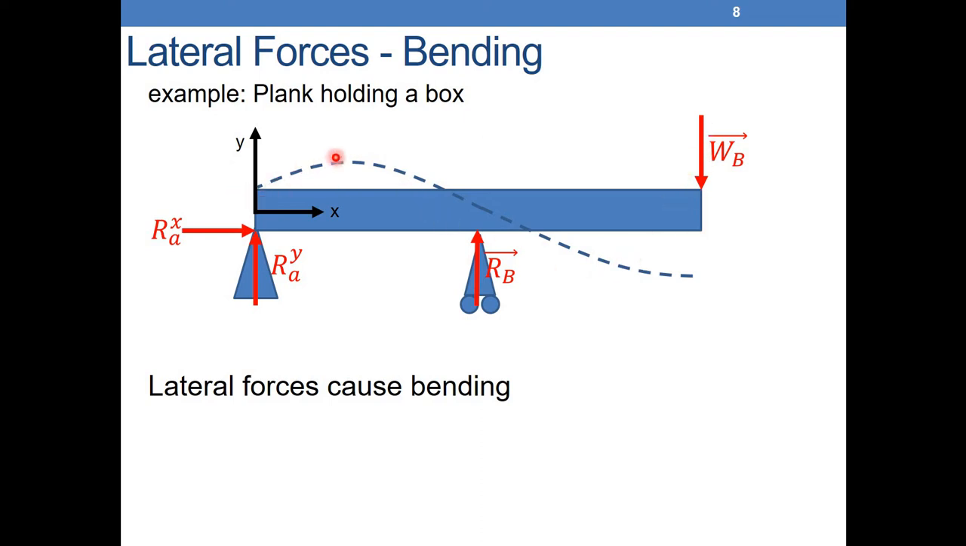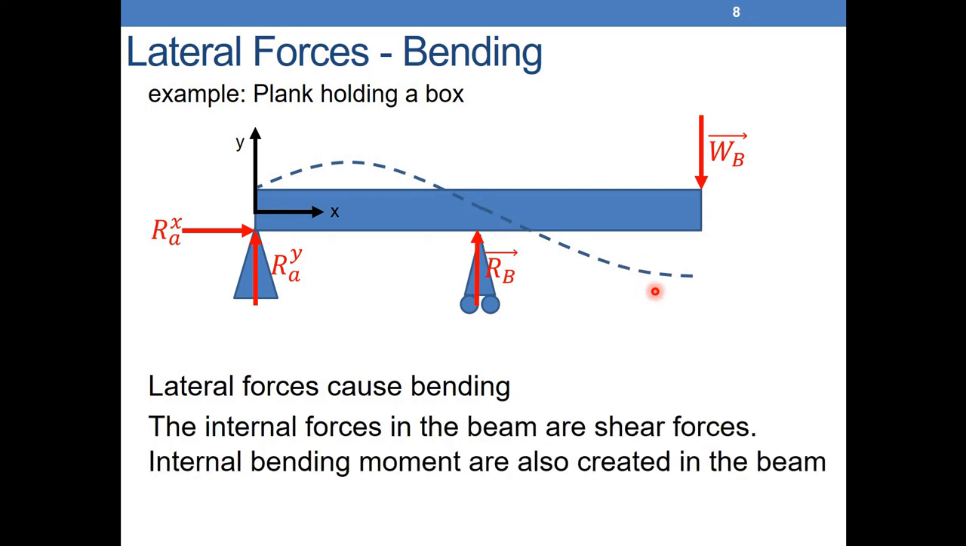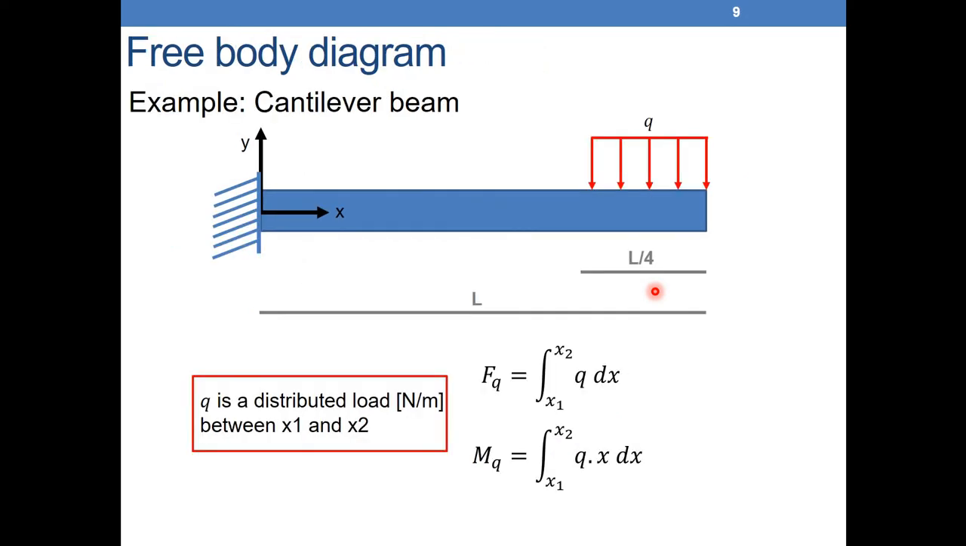Now the equation of this curve, we will try to define it in the next lectures. So not in this lecture. In the next lecture, we will see how the beam will bend, and what the equation of this line after bending will be. But what we care about here in this lecture is that if I have lateral forces, they will also cause bending. But this will be a non-uniform bending, not pure bending. And as we said, they create shear forces and internal bending moment. So let's take another example here, to check how we find these internal shear forces and internal bending moment.